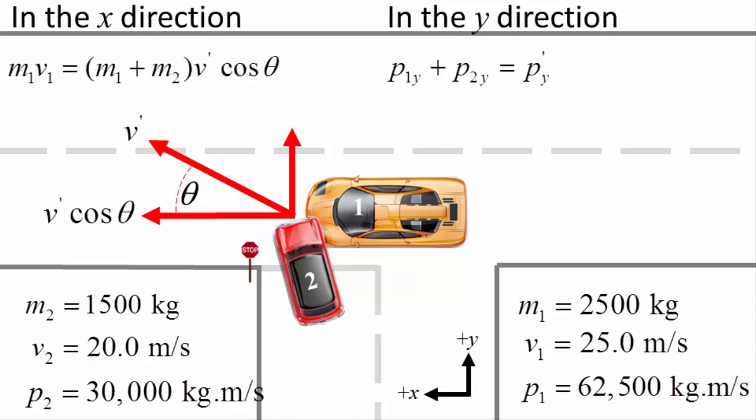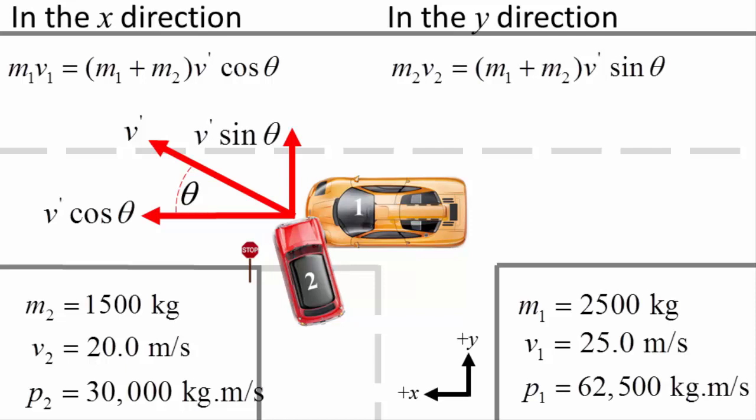Now let's have a look in the vertical y direction. The total momentum before is equal to the total momentum after. Since car 1 is moving horizontally, it has no vertical momentum in the y direction, so P1y is 0. Now the initial momentum of car 2 is its mass times its initial velocity. The final momentum will be the combined mass of the two cars as they're stuck together multiplied by the y component of the final velocity. Of course, the y component of the final velocity is v prime times the sine of theta.